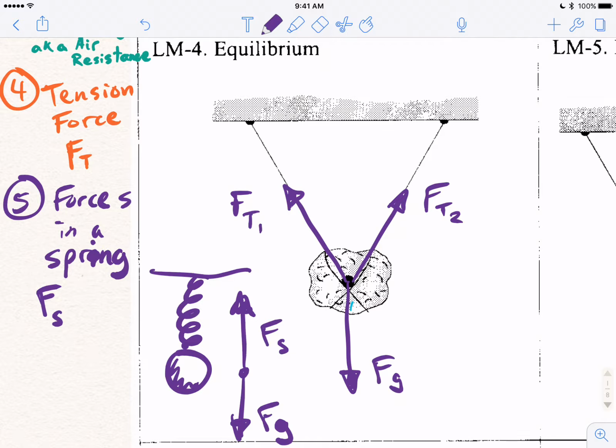All right, we got our checklist of forces to look for on free body diagrams in AP Physics 1.